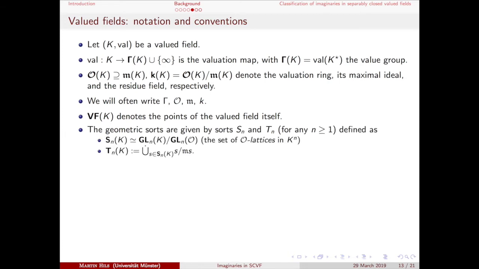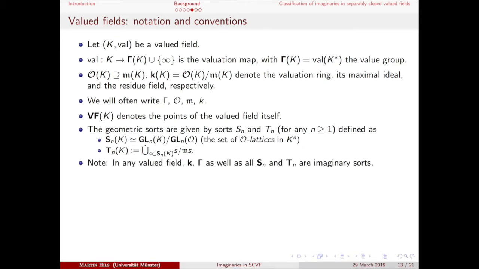And an important definition. Here on the slides I don't have enough material, so let me add something. I already said the value group and the residue field are imaginary sorts. These are also imaginary sorts. If you take GL_n of k modulo GL_n of O, this is the set which parameterizes the set of O-lattices in k to the n, so O-submodules of maximal dimension. Because if you take the standard lattice, its stabilizer is just given by GL_n of O. And it's also a transitive action by GL_n of k, so you get exactly all lattices.